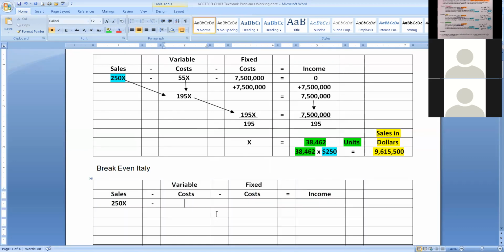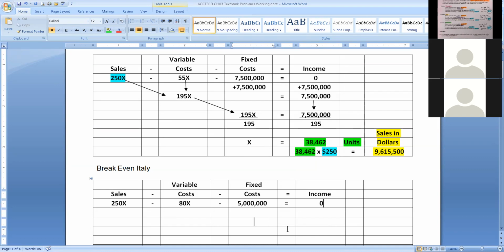The variable costs were not the same. The variable costs were $80. Fixed cost for Italy was 5 million. And like the other one, break even at 0.